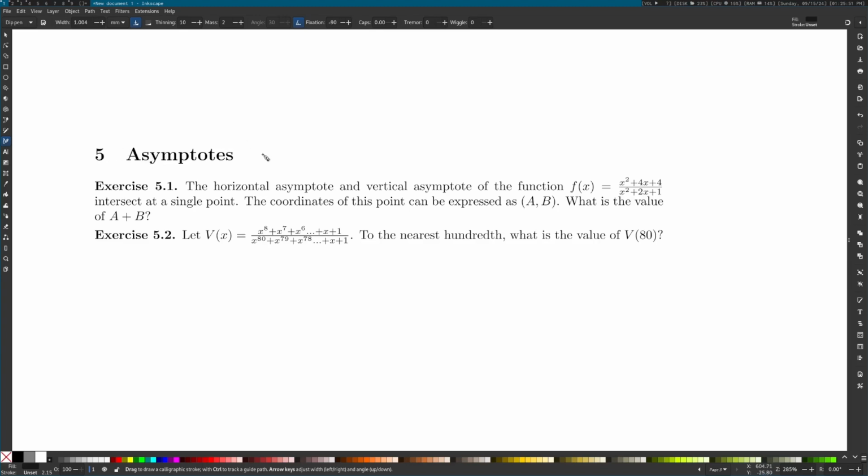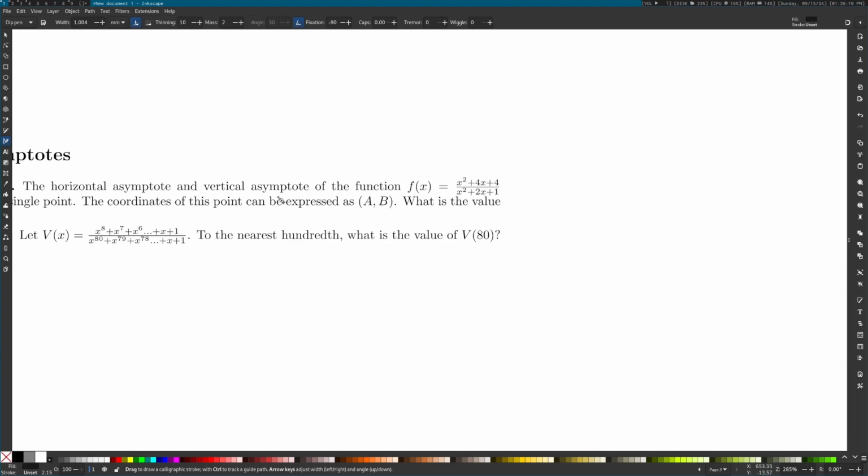The horizontal asymptote and vertical asymptote of a function f of x equal to x squared plus 4x plus 4, divided by x squared plus 2x plus 1, intersect at a single point. The coordinates of this point can be expressed as a comma b. What is the value of a plus b? Okay, so it's saying the asymptotes of some function intersect at some point.